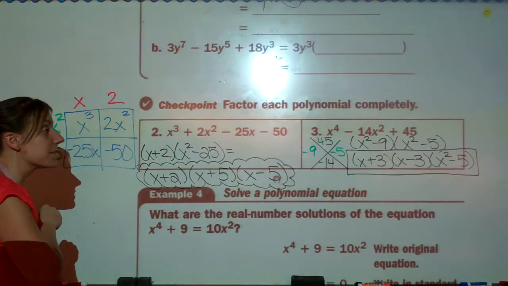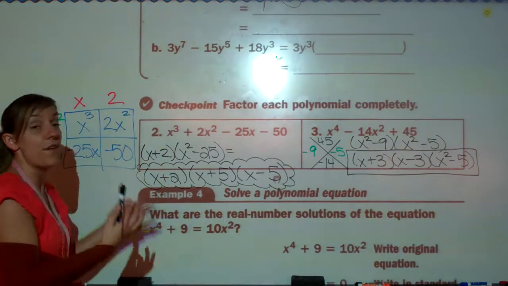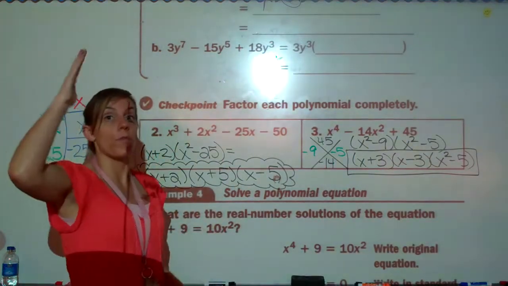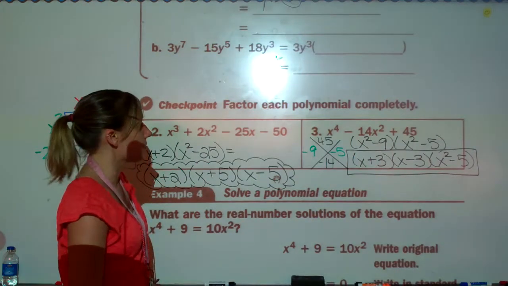Okay? So we're going to practice this a bunch, but this is factoring. This is why we have our flow chart, so that we can organize and go from one thing to the next thing to the next thing until we're done. Okay?